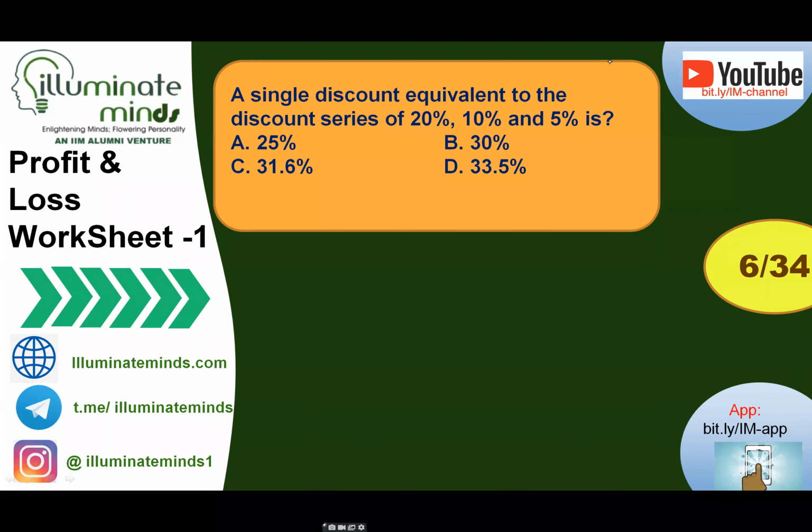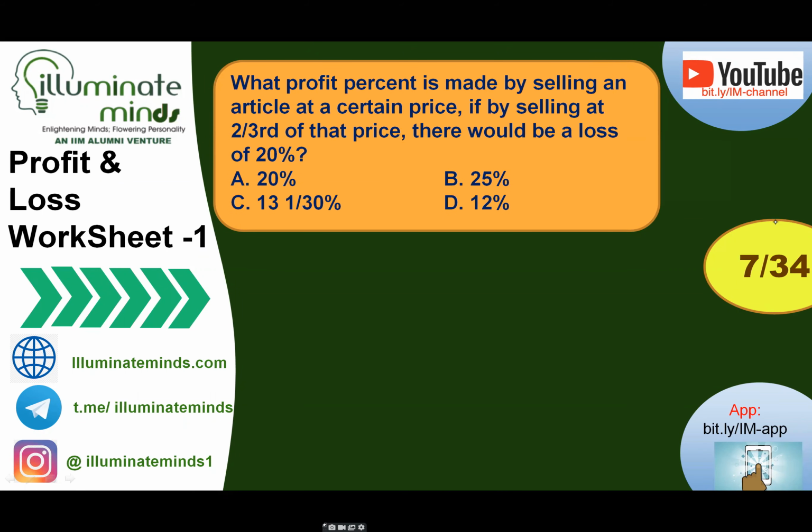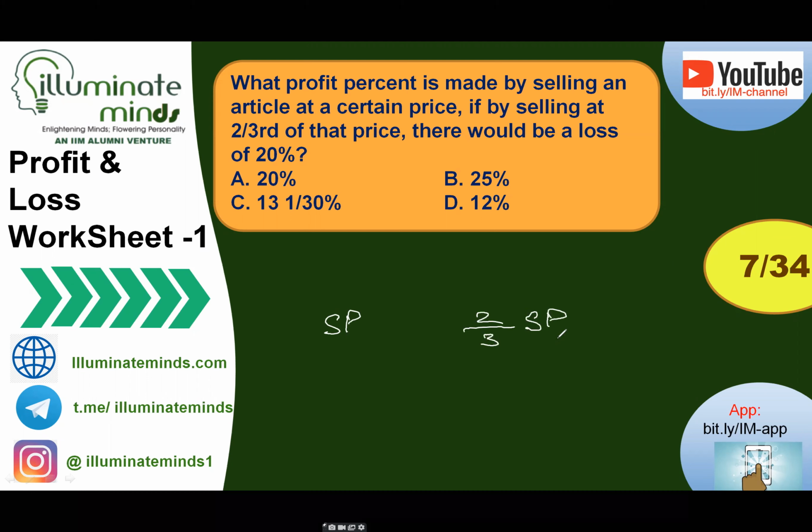So let's move to the next one. Question number 7. What profit percent is made by selling an article at a certain price, if by selling it at 2/3 of that price, there would be a loss? So let's say there's an SP and there's a 2/3 of SP. By selling it at 2/3 of the SP, there would be a loss of 20%. So there would be a loss of 20% when I sell it at 2/3 of the selling price.